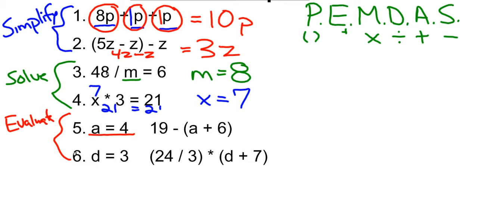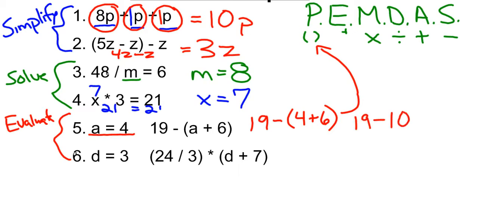Notice it tells me what A is. A is 4. So what I need to do is rewrite my equation and put the number in there. So I have 19 minus parentheses 4 plus 6. Now I have to go back to my order of operations to notice that I have parentheses, so I have to do that operation first. So now I would have 19 minus 10 because I'm adding the 4 plus the 6. Now I can continue on and I would get an answer of 19 minus 10, and that would give me 9. So I'd end up with an answer of 9 for this problem.